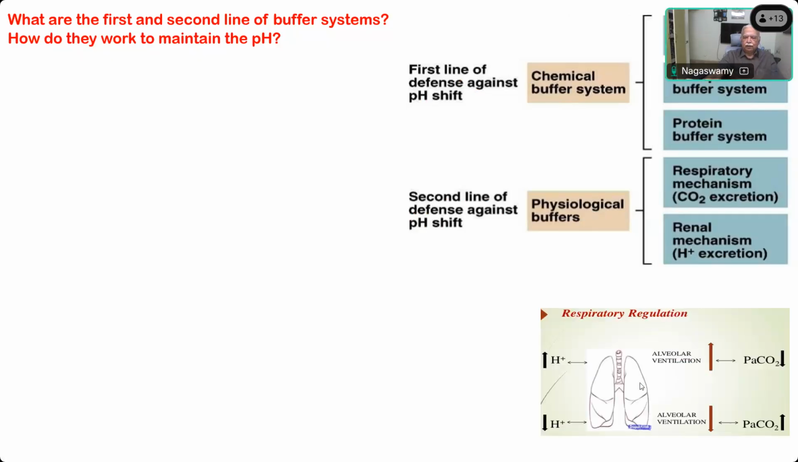So the respiratory compensation comes faster, more than the renal compensation. Whenever there is an increase in hydrogen ion causing metabolic acidosis, PaCO2 will be washed out. So PaCO2 will come down. You can see the arrow going down. Alveolar ventilation increases.